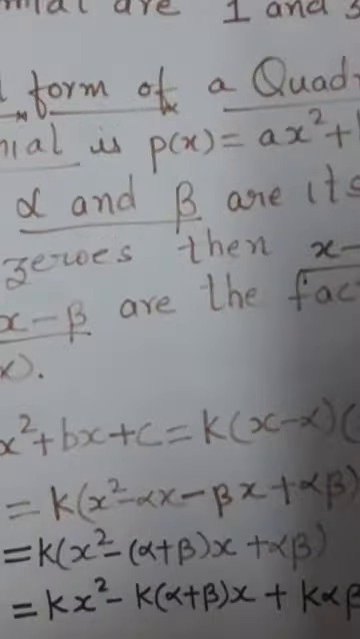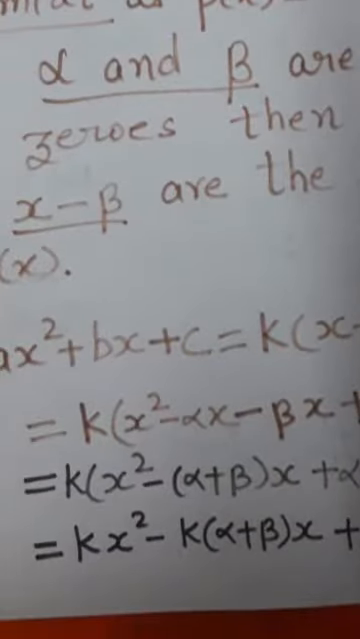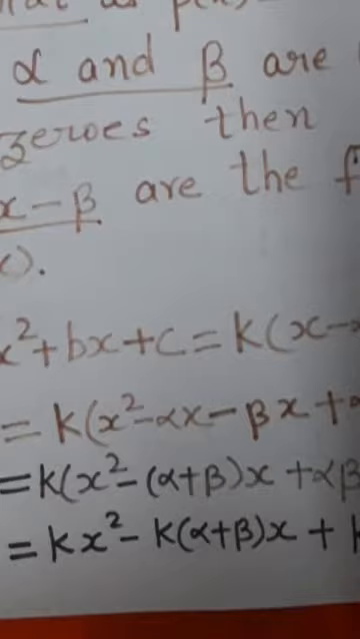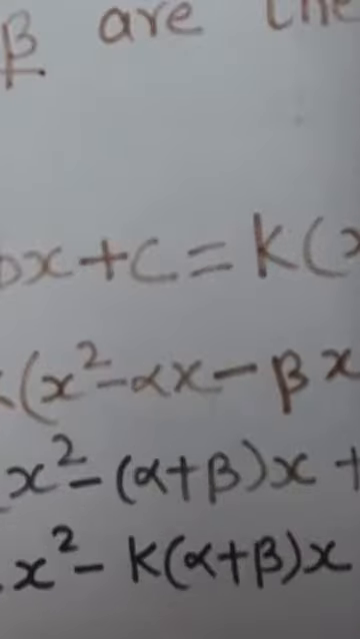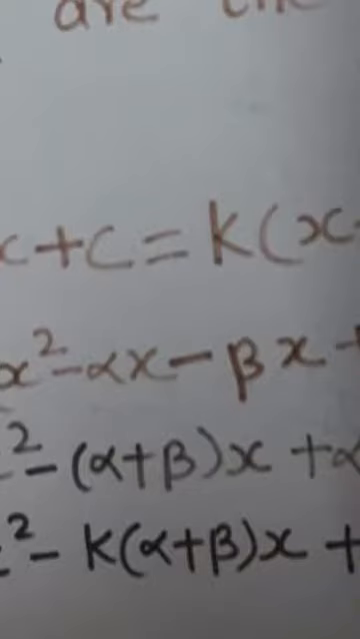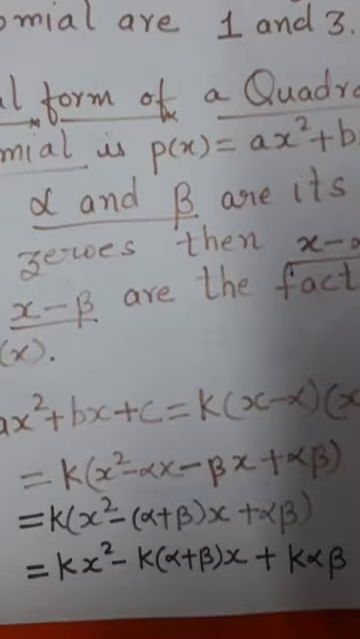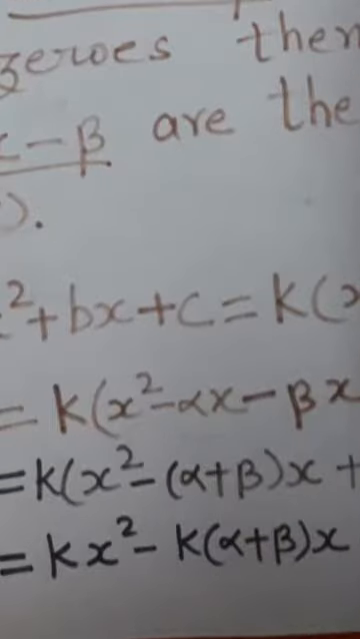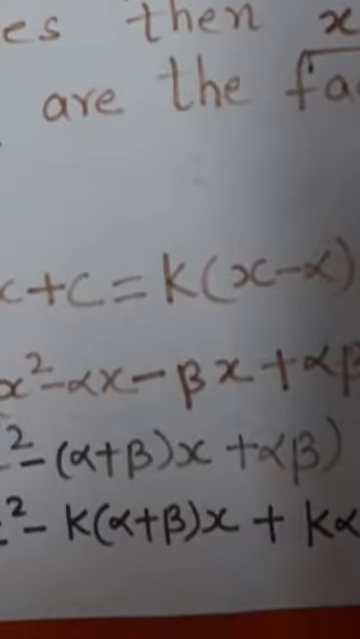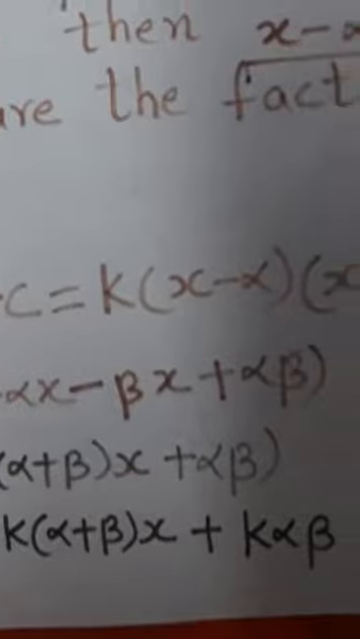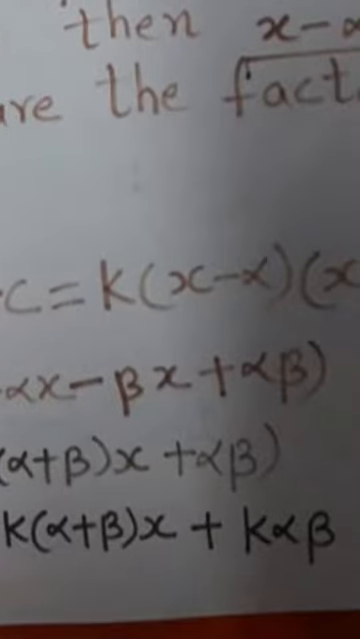Now see here, k we have written, this is constant, then x square. In this minus alpha x and minus beta x, you can take minus as common. So we have taken minus as common. Inside the bracket there will be alpha plus beta, and also x is common in both, so we have written x here. Now plus alpha beta. Now see here, we have opened the bracket and multiplied all the three terms with k. Here we are getting, when we have multiplied it by k, kx square, here minus k within bracket alpha plus beta x, and then again k is multiplied by this, now we are getting here k alpha beta.